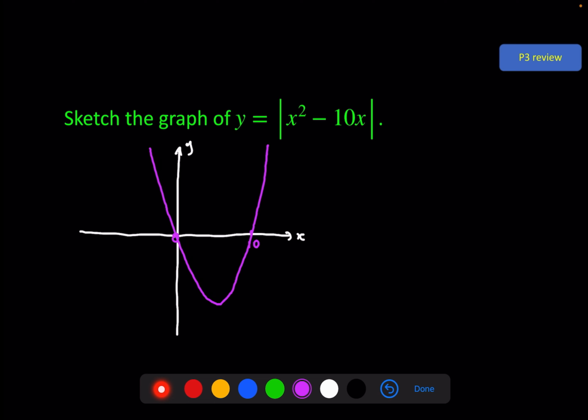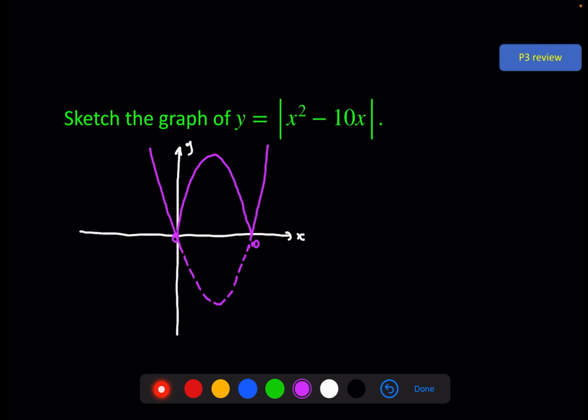And then I would think to myself, the modulus, what that does is anywhere where it's positive leaves it positive, and anywhere where it's negative it puts a negative in front to make it positive. So this bit down here cannot be in the negative part of the y-axis because of the modulus. So what I do is then reflect that in the x-axis. It's not very symmetrical, it should be the same as that. And make this a broken or dashed line to indicate where it was and where it is not anymore.